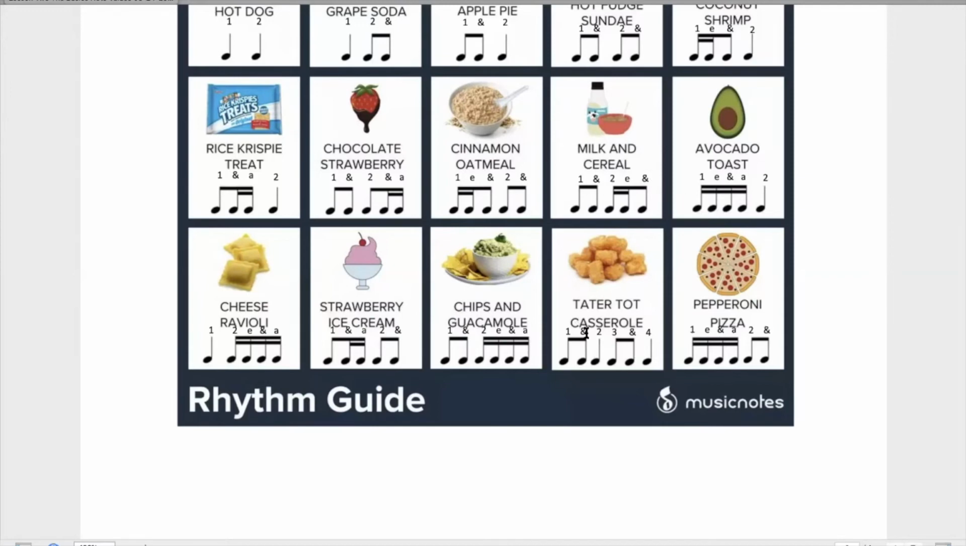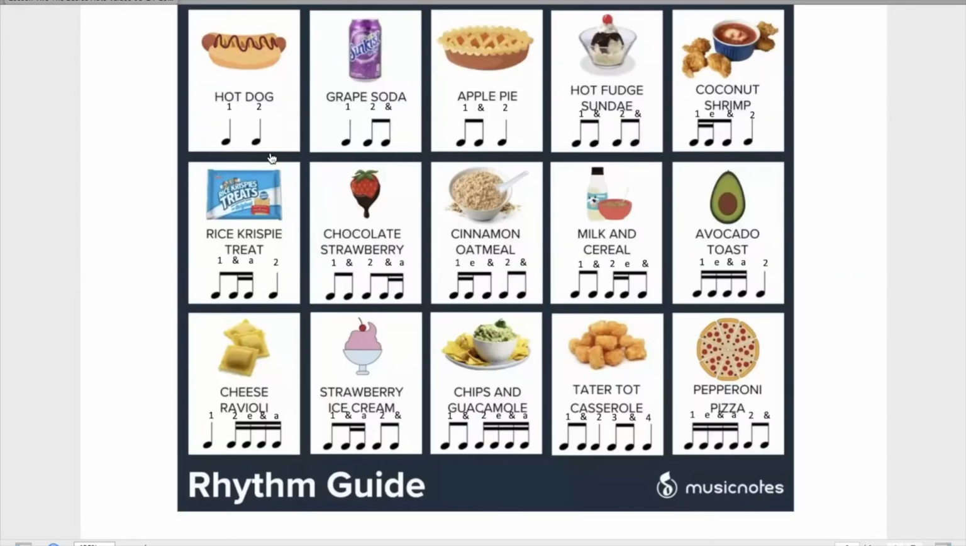For this next food group here, we now have 4 beats. It's changed. So it'll be 1, 2, 3, 4. Tater tot casserole. Tater tot casserole. 1 and 2, 3 and 4. That's the rhythm. Now we go back to 2 beats here. So it would be 1 E and a 2 N, 1 E and a 2 N, pepperoni pizza, pepperoni pizza.